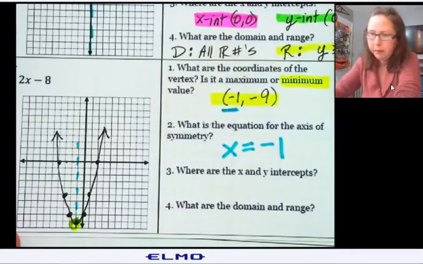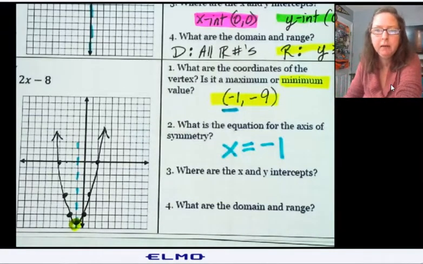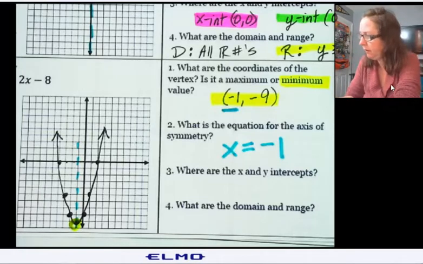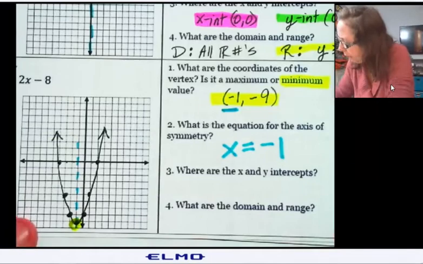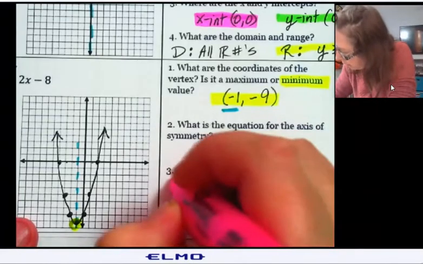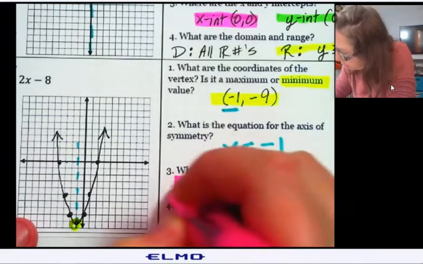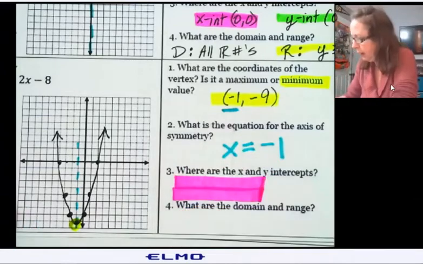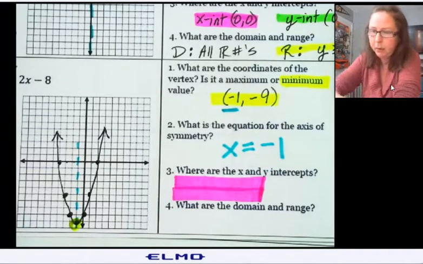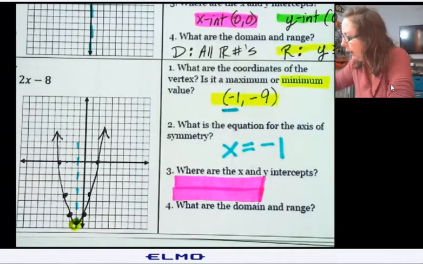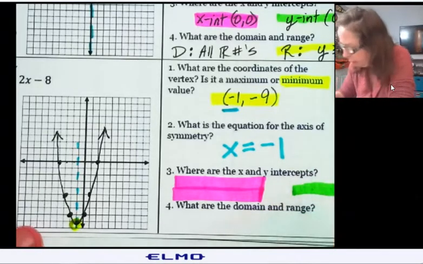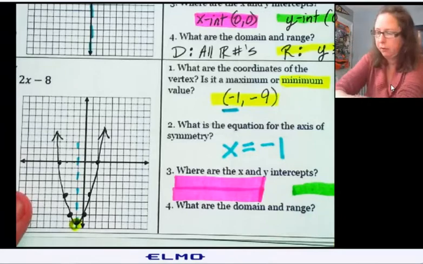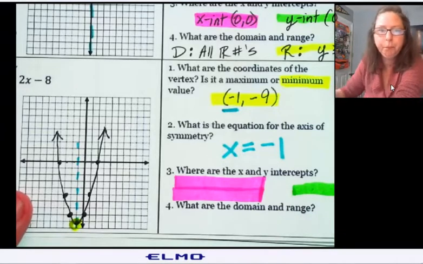All right. Now, the x and y intercepts. These are going to be different this time. So I will have 2 x-intercepts, and I will just have 1 y-intercept. And they will not be the same values this time.